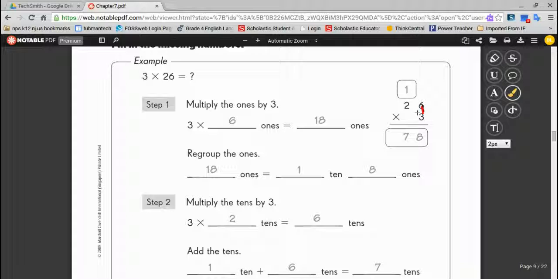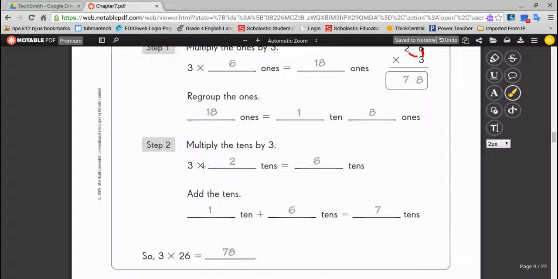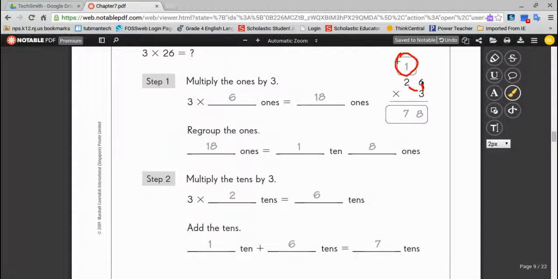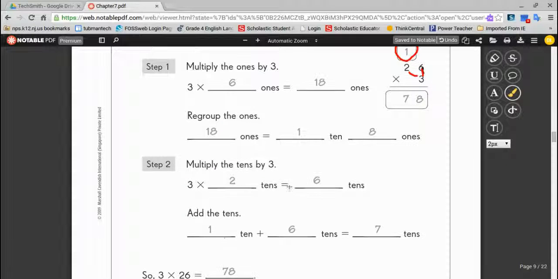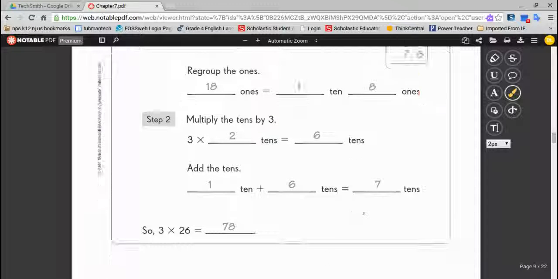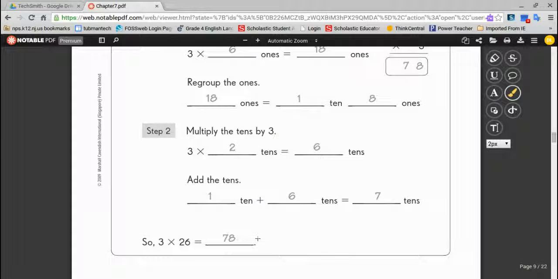Then we want to multiply the tens, or 3 times 2, or 2 times 3. So 2 times 3 is 6, but we have to add in the 1 over here, which makes it 7. So again, 3 times 2 tens equals 6 tens. You add that 1 on top because that's part of your tens now. So the 1 ten plus the 6 tens equals 7 tens. So that means the final answer is 78.